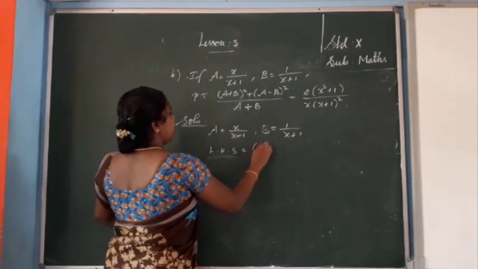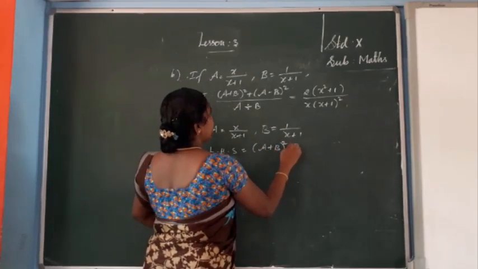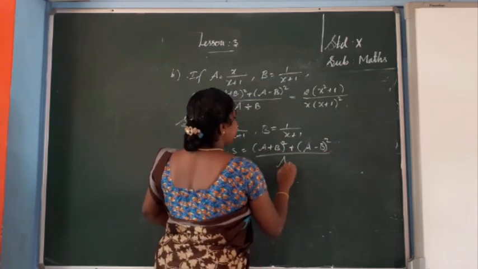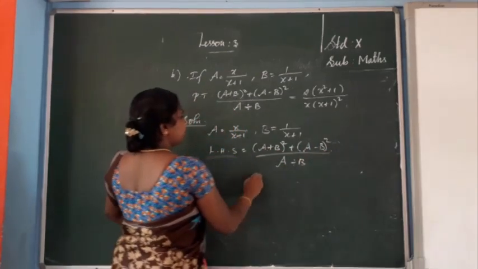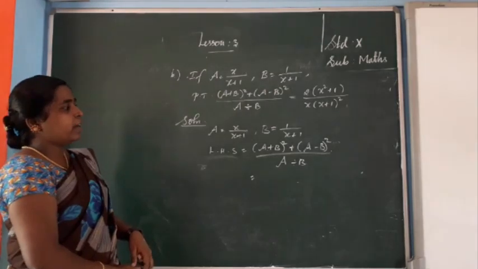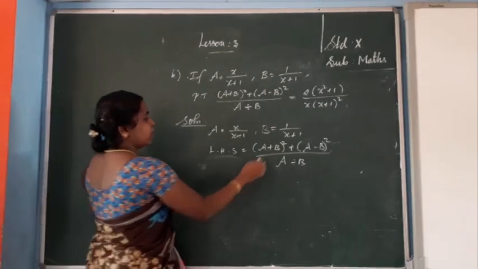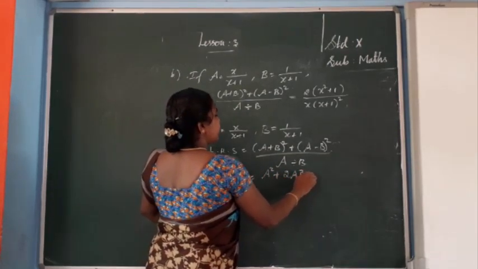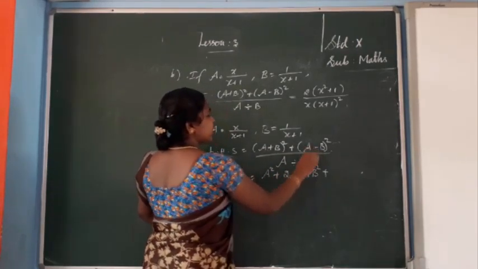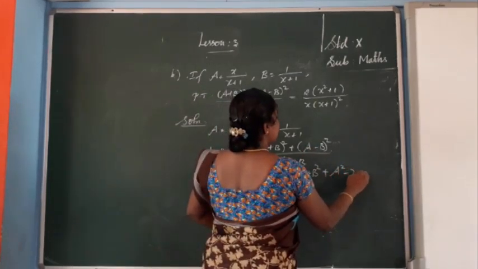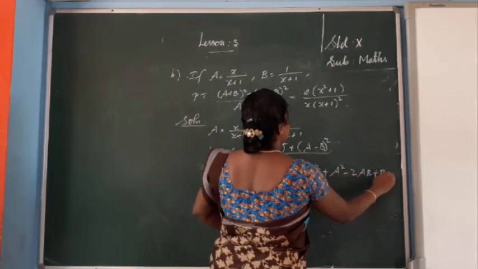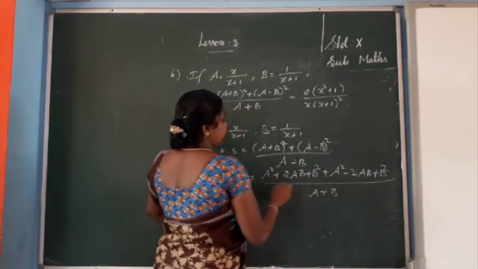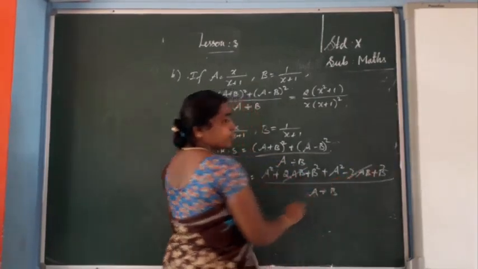LHS equals (a plus b) the whole square plus (a minus b) the whole square, divided by a divided by b. First you expand this. (a plus b) the whole square means a square plus 2ab plus b square, plus (a minus b) the whole square, a square minus 2ab plus b square, divided by a divided by b. Next, plus 2ab minus 2ab cancel.